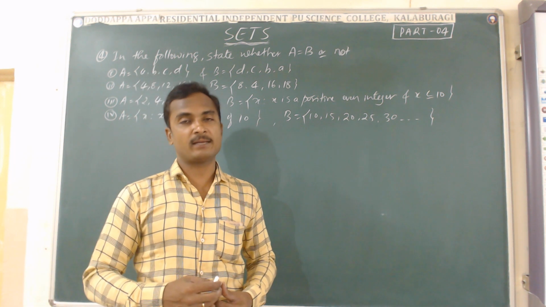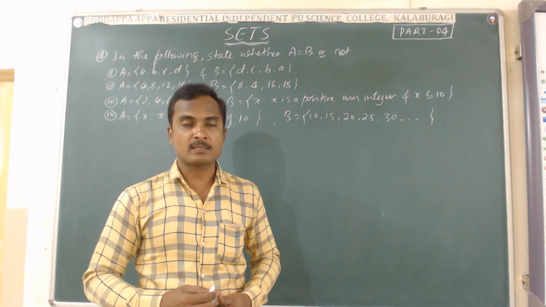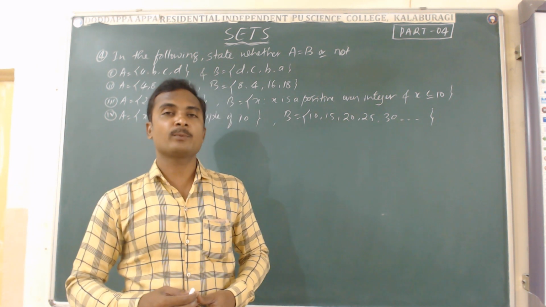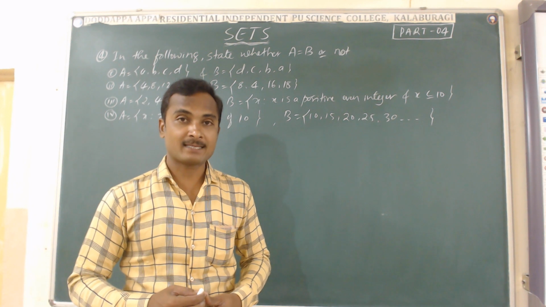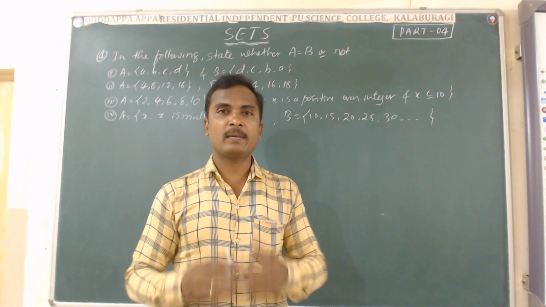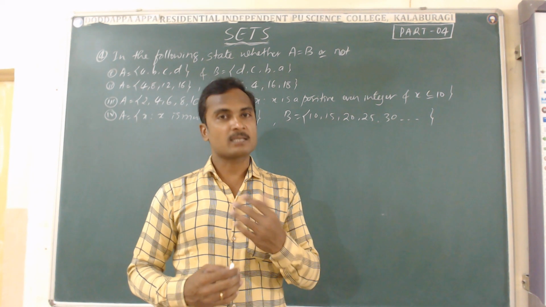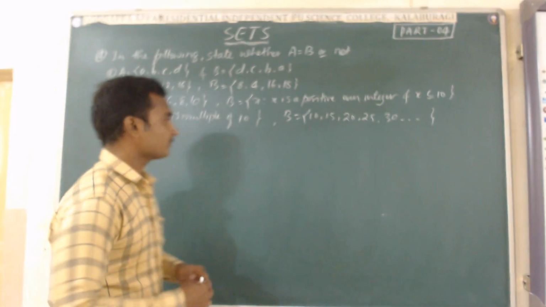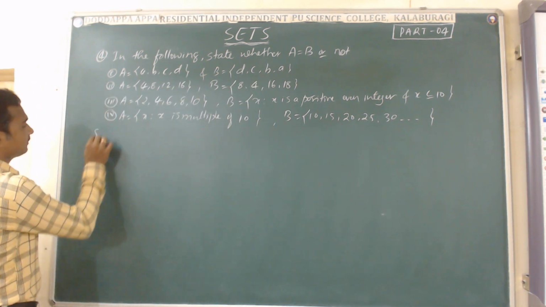Let us recall the definition of two sets being equal, right? The two sets A and B are said to be equal if they have exactly the same elements, right? If they have exactly the same elements, then we can say that the sets A and B are equal sets, right? So let's solve these problems. First one, read the first question.